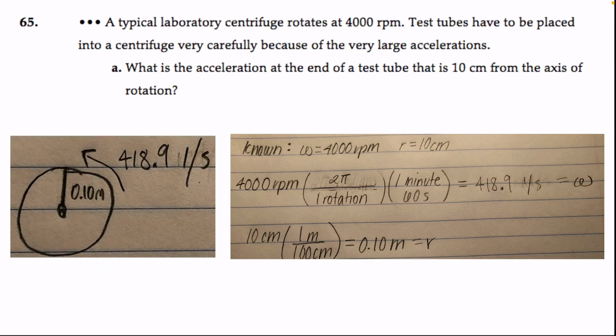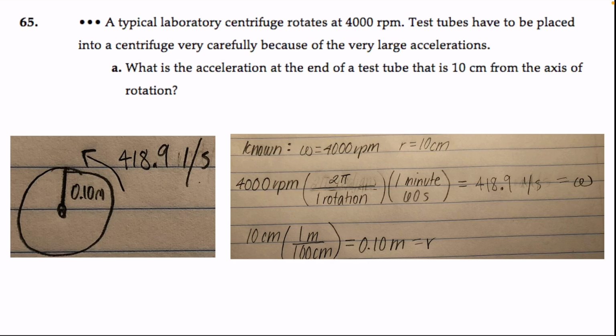So for this problem, part A, we're trying to solve for acceleration, and the values that we're given are the angular velocity and the radius, and we can convert those two values into their standard units, so we can solve the problem a little bit easier. So that's what I did.